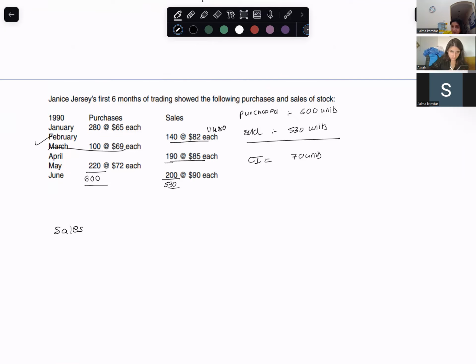190 into 85, 16,150. Plus 200 into 90 is 18,000. The total is 45,630. So your total sales is 45,630, minus the cost of sales.